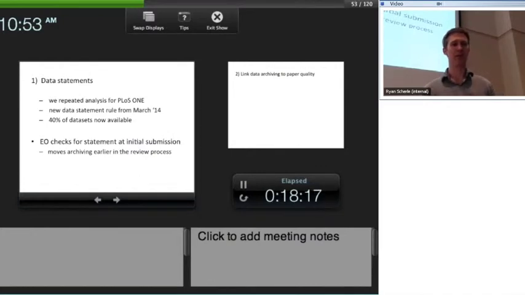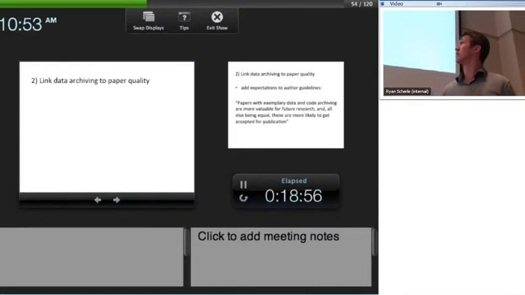And one thing we found in Molecular Ecology is the earlier in the process that you do it, the less hassle it is. So you tell authors it has to be in the paper at initial submission, and that gets them thinking about data archiving whilst they're writing up the paper. And it also emphasizes that data archiving is part of the submission and review process. It's not some minor policy compliance thing at the end. It's actually an integral part of it. Your data are going to be put alongside your paper all the way through.